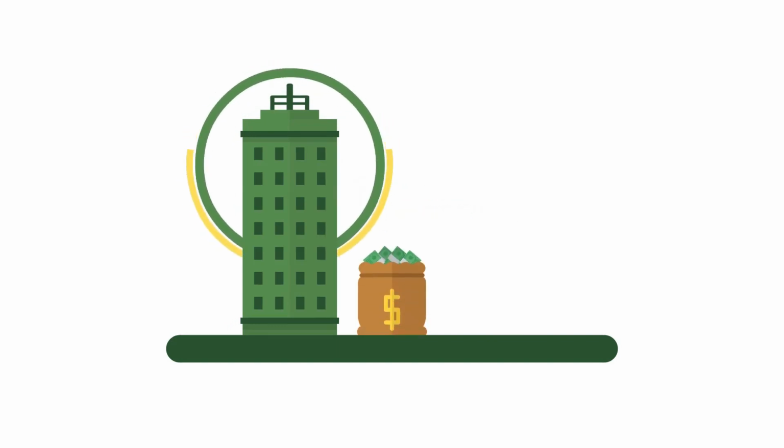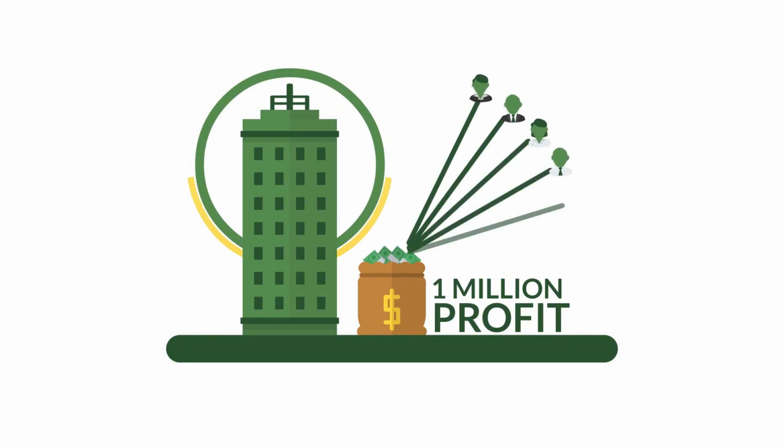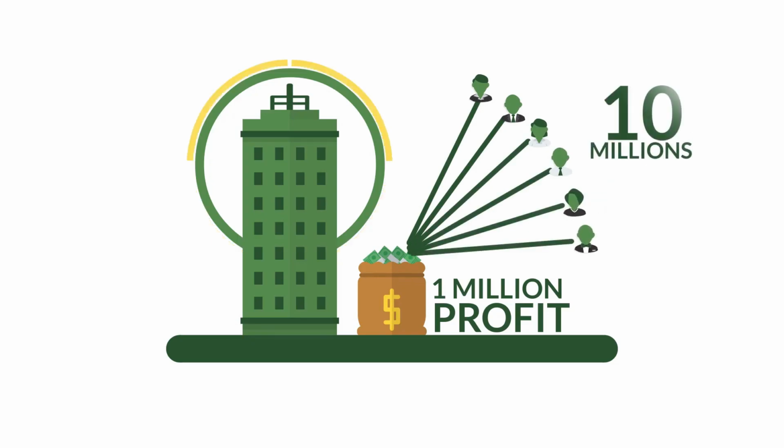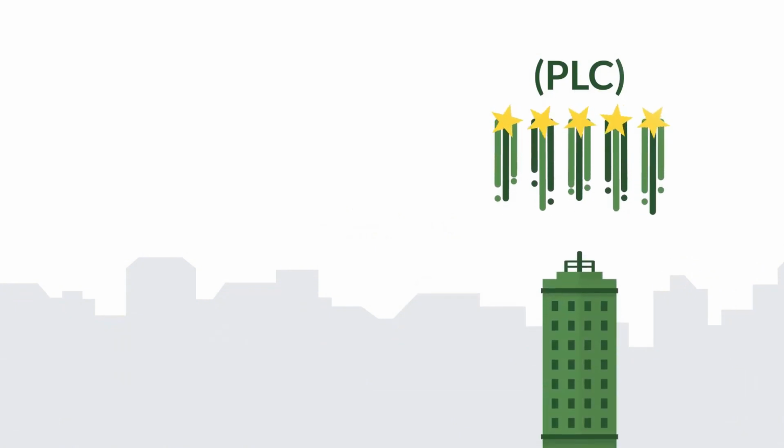However, let's now consider a publicly listed company known as a PLC in a similar situation. Let's say we have a PLC doing $1 million in profit, but because it's publicly listed, it typically might have about 10 million shares divided by a number of shareholders. In this case, we have the 1 million profit divided by 10 million shares, which makes your earning per share just 0.1.